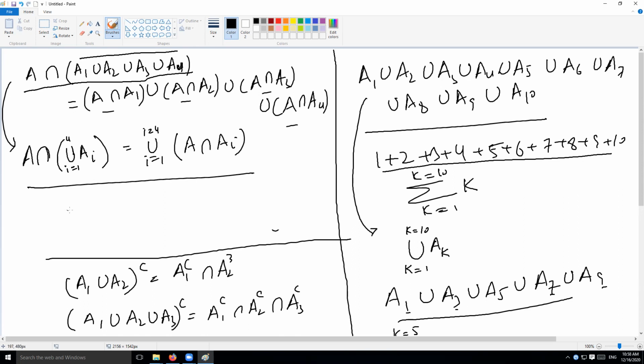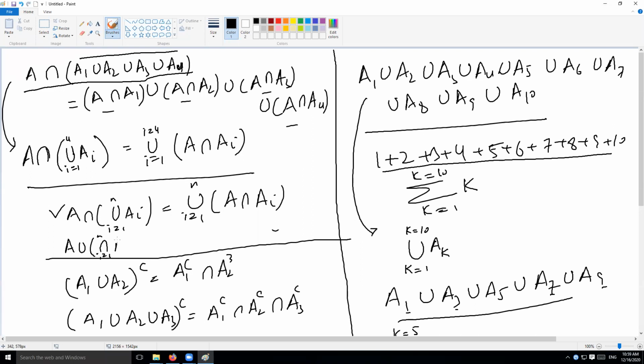So what would be the generalized one? If you have A intersection the union of I equal to 1 to n of AI, this is the same as the union of I equal to 1 to n of A intersection AI. So this would be the general distributive law. Are you getting the point? Similarly, I can write A union the intersection of I equal to 1 to n of AI, right? So this should be the same as what?